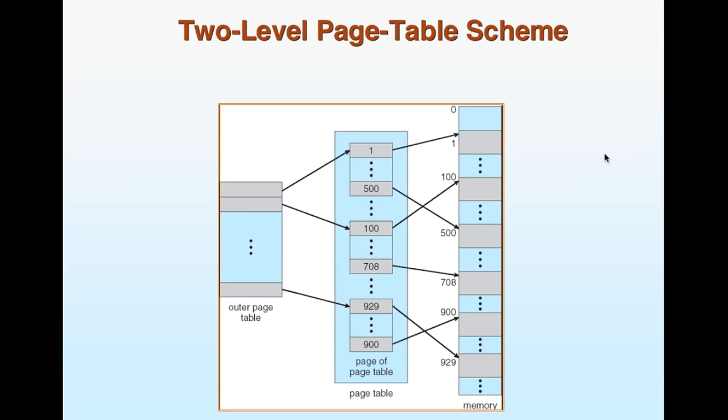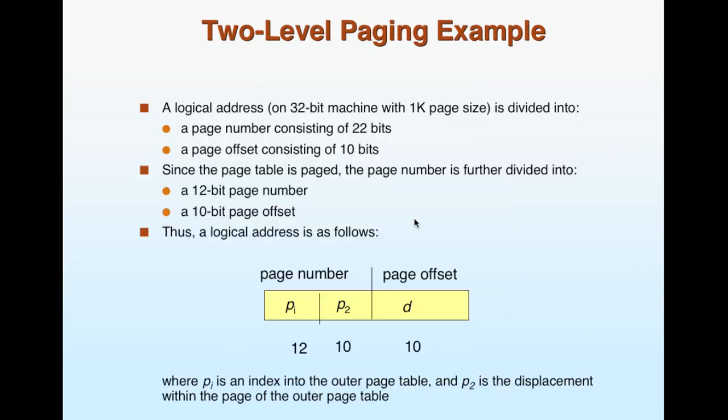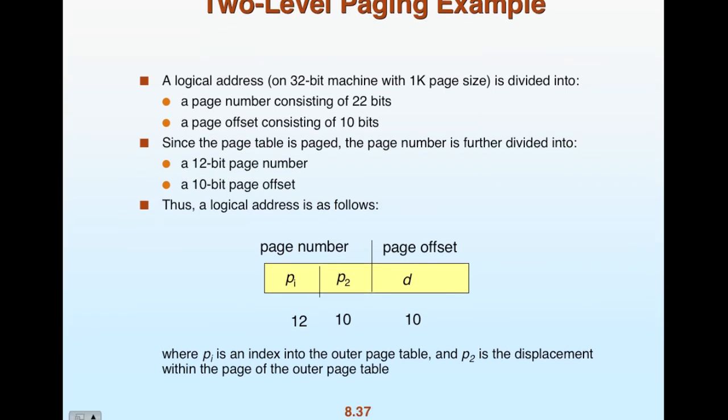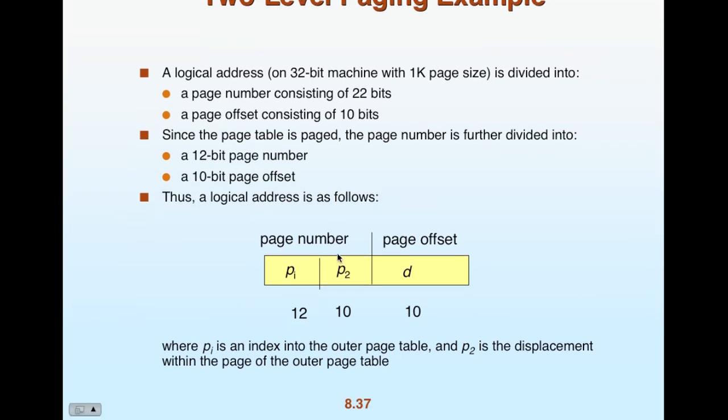Alright, so the 2-level page table scheme, this is essentially what it's looking at in terms of the mapping. In terms of the example and how it's implemented, take logical addresses on a 32-bit machine with a 1K page size. We have a page number consisting of 22 bits and a page offset of 10 bits, and what we're going to do is configure this so that we can keep track of the page tables inside of the page tables. Since the page table is paged, the page number is further divided into a 12 and a 10, alongside the offset. It's nothing more than adding another hierarchical level, another level of abstraction, to break down the segments or the separation.